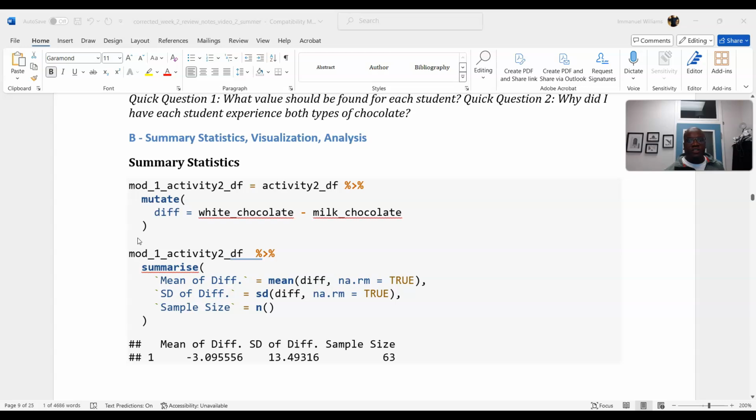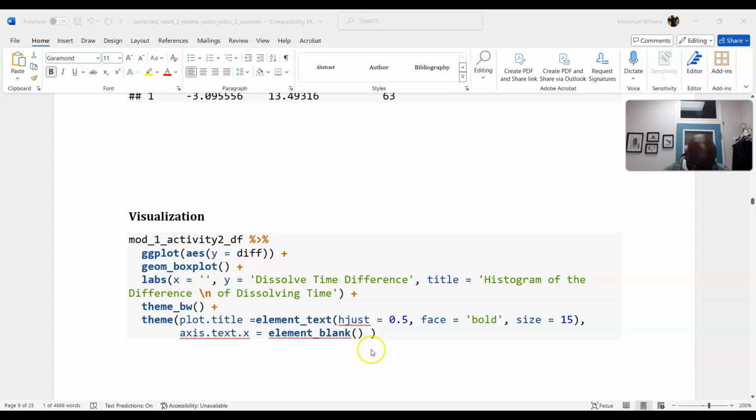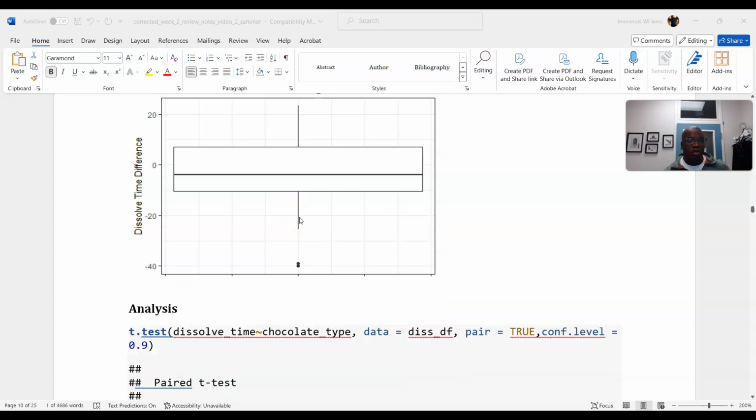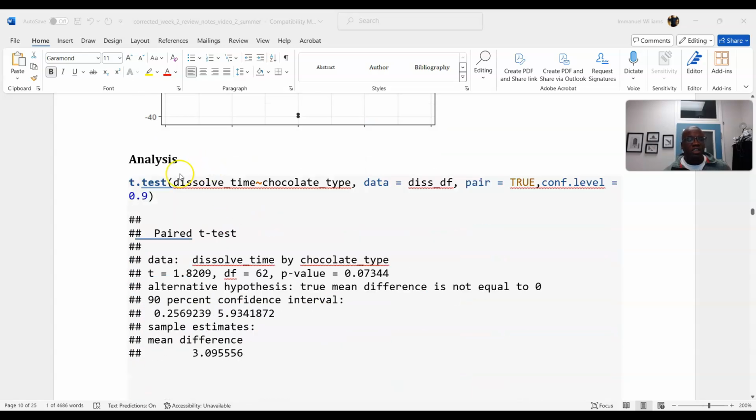So with that being said, I'm going to assume that you went ahead and looked at the SSVA, the Summary Statistics Visualization and Analysis. Okay? And you notice that the mean of the differences is negative 3.09. The standard deviation of the difference is 13.49. The sample size is 63. The visualization is just a simple box plot. And this is our median. It's below 0, if that makes sense. And then these are the outliers, and so on and so forth. And finally, this is our analysis.